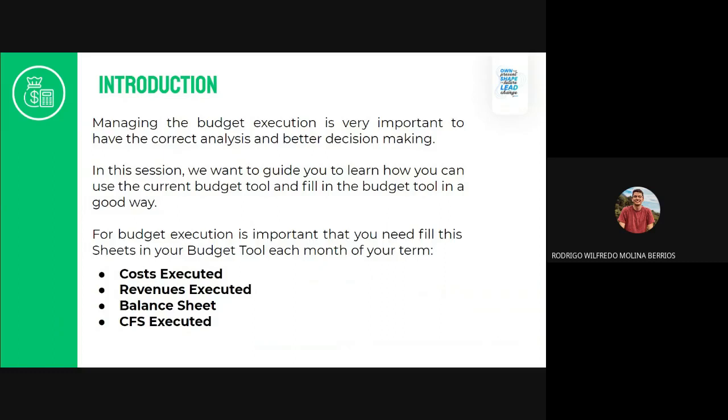So in these sessions we want to guide you to learn how you can use the current budget tool and fill it out in a proper way. For this, we are concentrating mostly on four tabs, which are the cost executed, revenues executed, balance sheet, and cash flow statement executed.